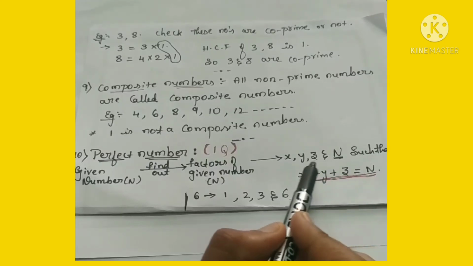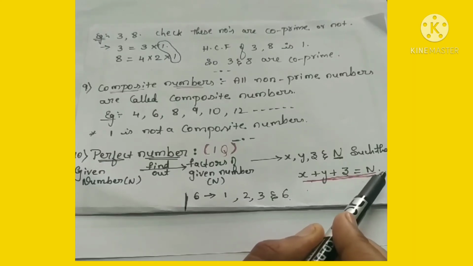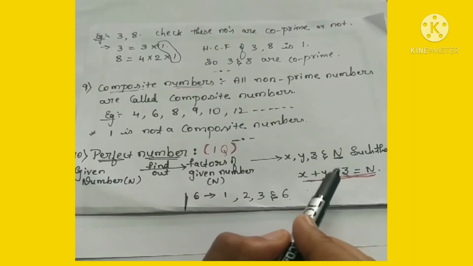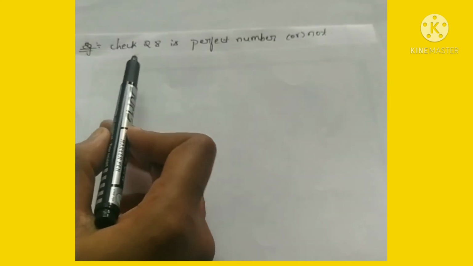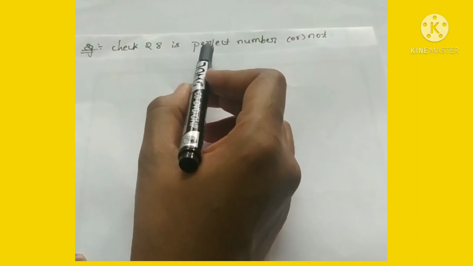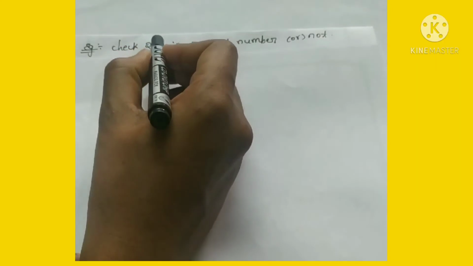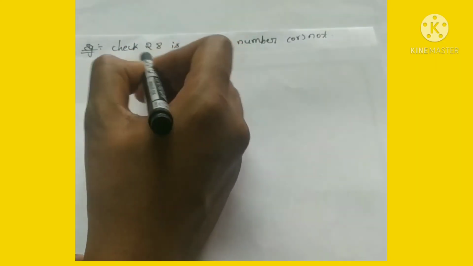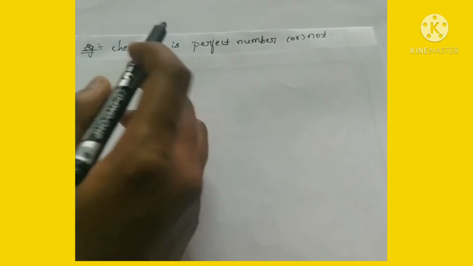If any number satisfies this condition, x plus y plus z plus so on, which is equal to n, then we call that number a perfect number. For a better understanding, I will give an example. Here the example is: check whether 28 is a perfect number or not. This is my question. For this I consider 28 as n, because it is the given number. So according to the definition, 28 is equal to n.